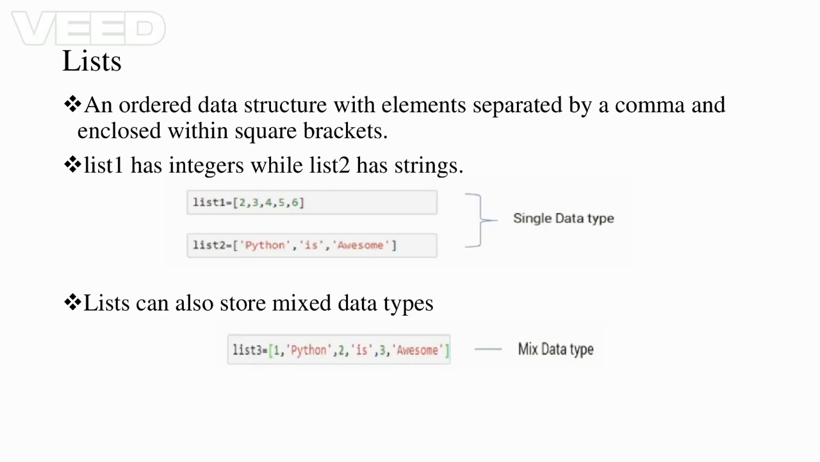Next one is a list, an ordered data structure with elements separated by commas and enclosed within square brackets. List 1 has integers while list 2 has integers. These are single data types. This is an example of single data types. A list can also store mixed data types, whether it is string or numbers or floating numbers or integers.